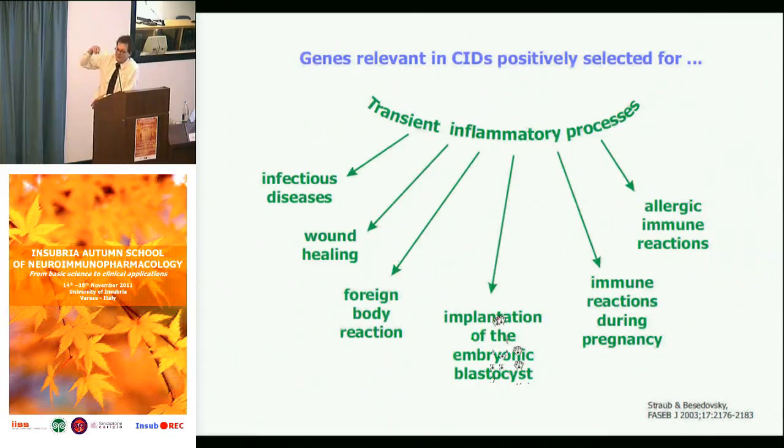You do not invent two types of interleukin 6 during evolution. You have only one interleukin 6 for everything. And you have only one leukemia inhibiting factor, which is extremely important for the implantation of the embryonic blastocyst, but you use it also in inflammation. And it's conserved for the immune reactions during pregnancy and allergic immune reactions.